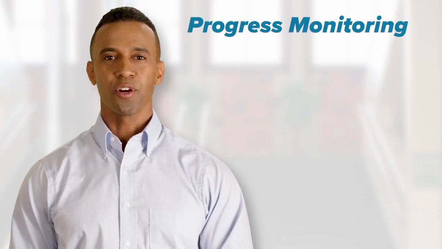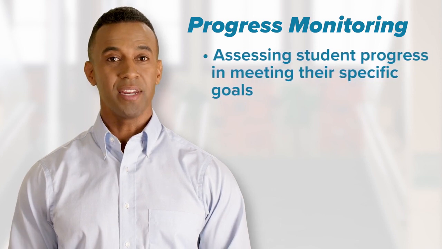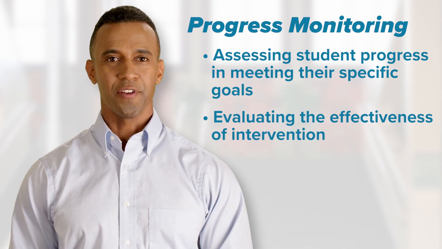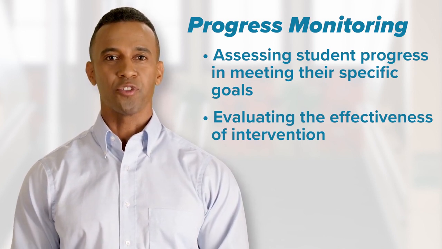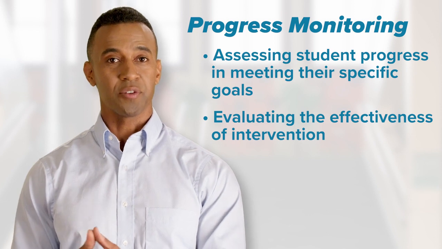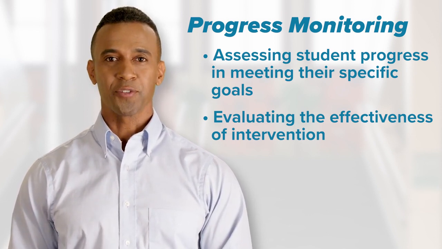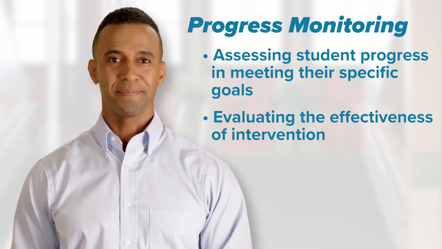Progress monitoring is the term we use to describe the processes of assessing student progress in meeting their specific goals and evaluating the effectiveness of intervention. While progress monitoring is a legal requirement for students on an individualized education program, or IEP, it is also considered best practice for any student receiving interventions at Tiers 2 or 3.